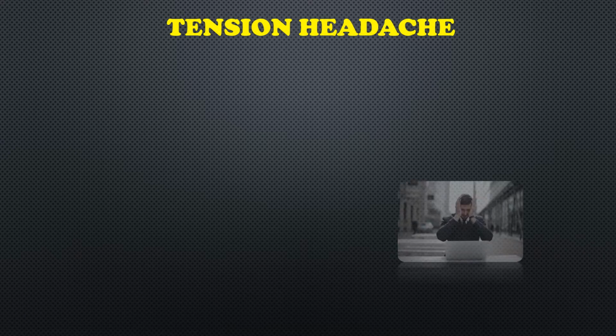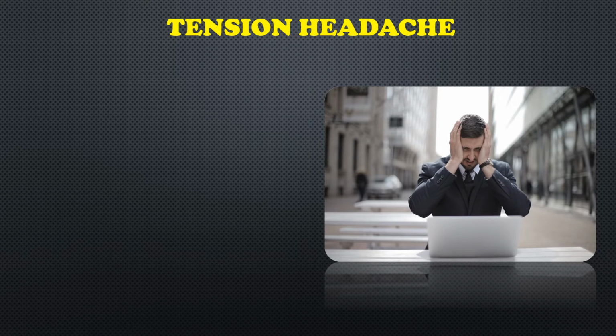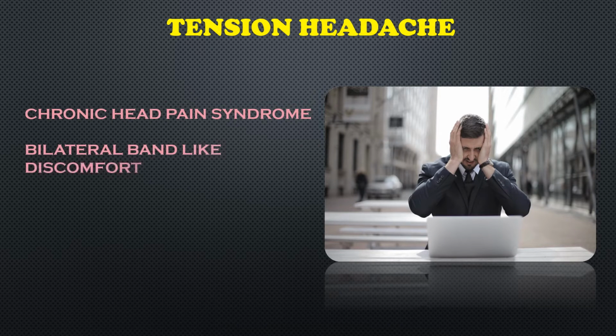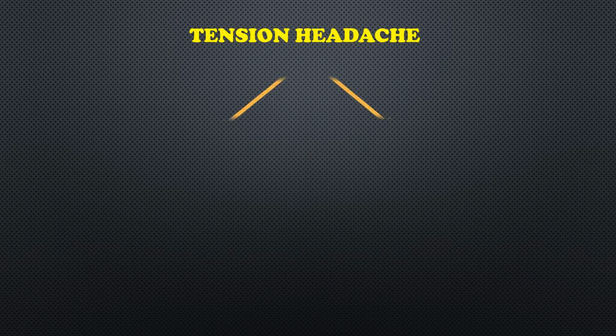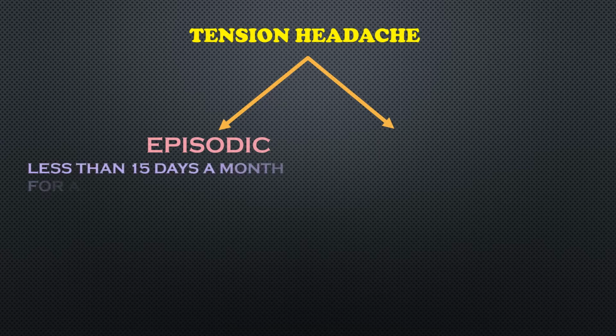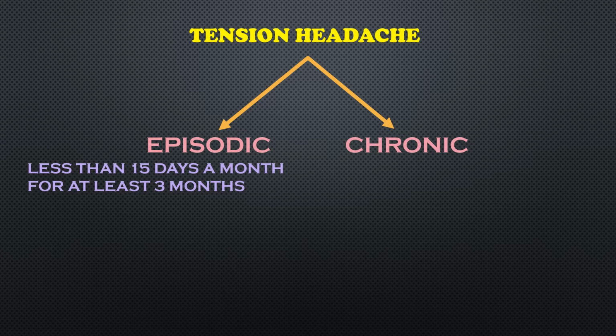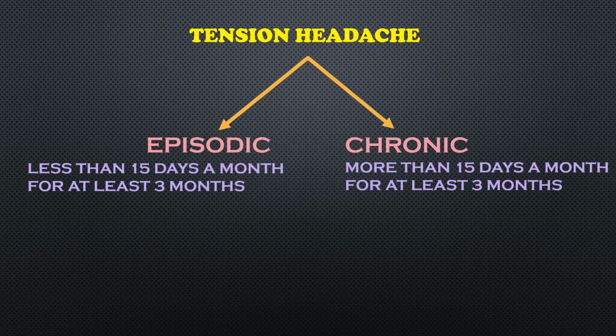Tension headache is the most common of the three primary headaches. It is a chronic head pain syndrome, which is usually described as a feeling of a tight band around the head, where the pain develops gradually. Tension headaches are classified into episodic, where the pain lasts for less than 15 days a month for at least 3 months, and chronic tension headache, where the headache lasts for more than 15 days for at least 3 months.